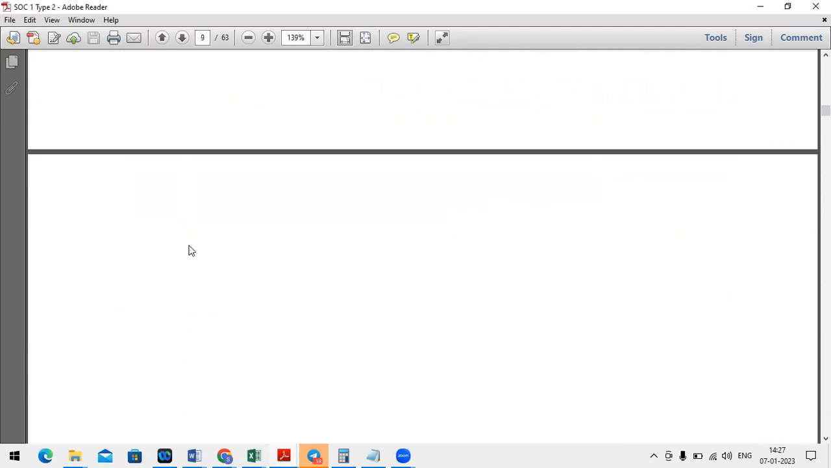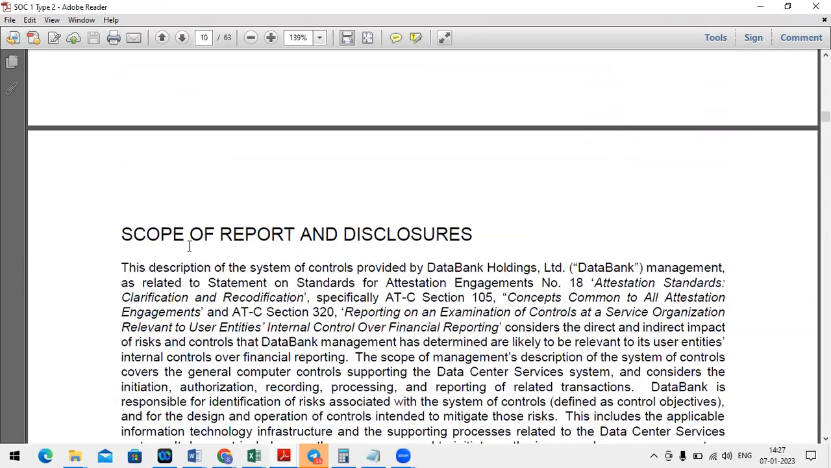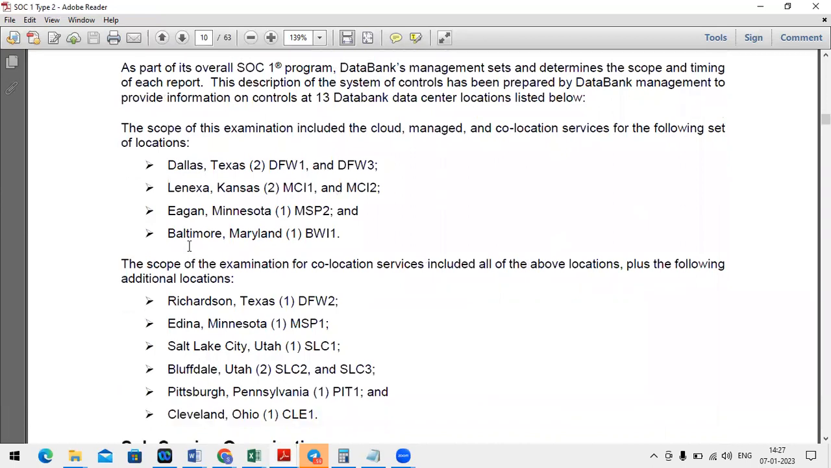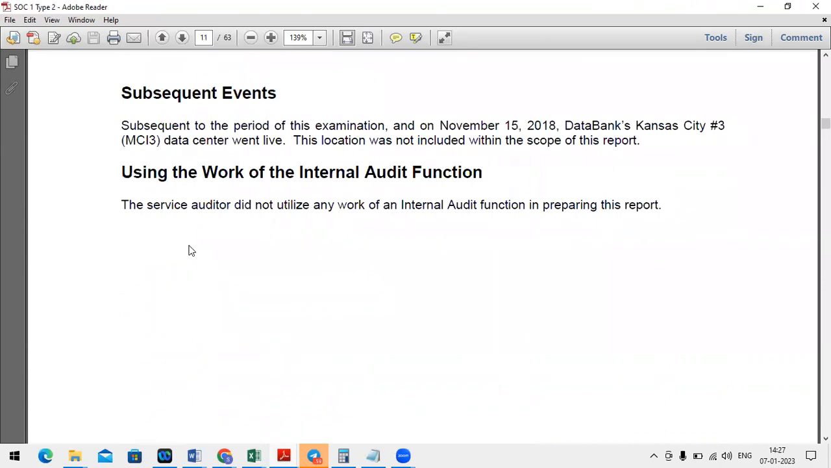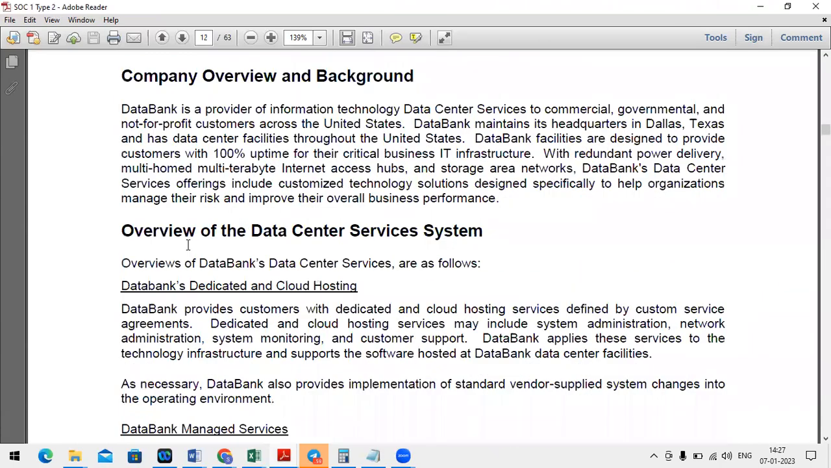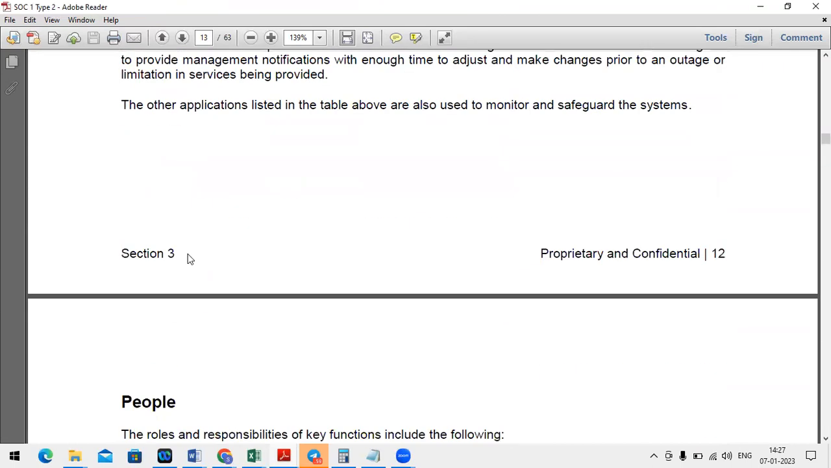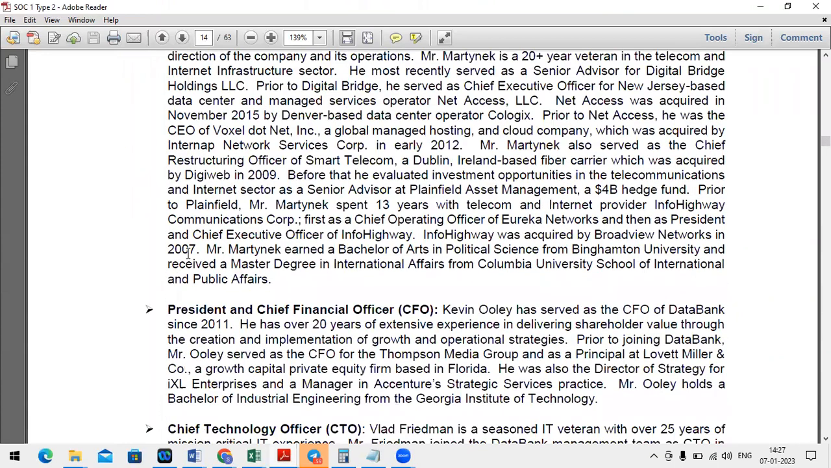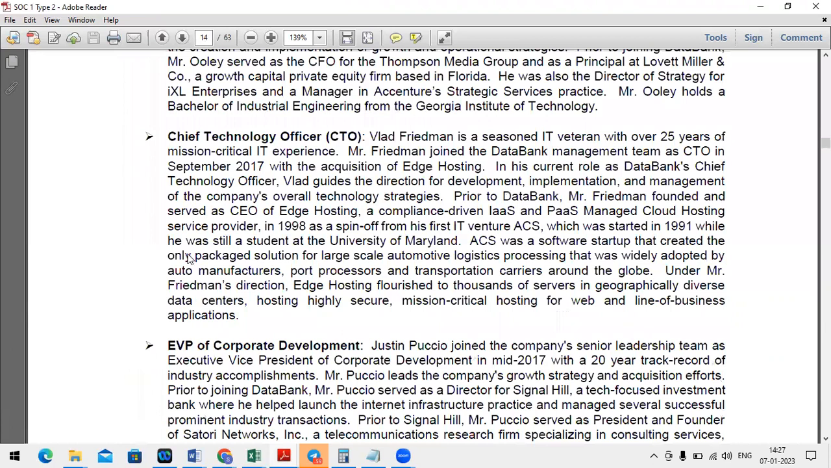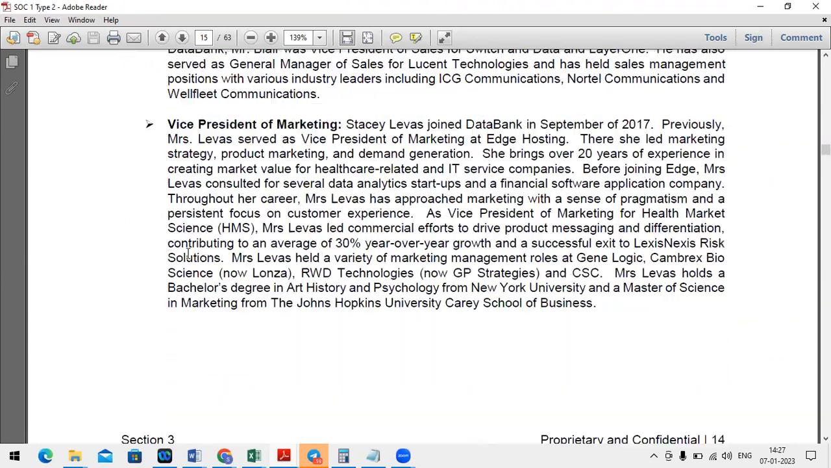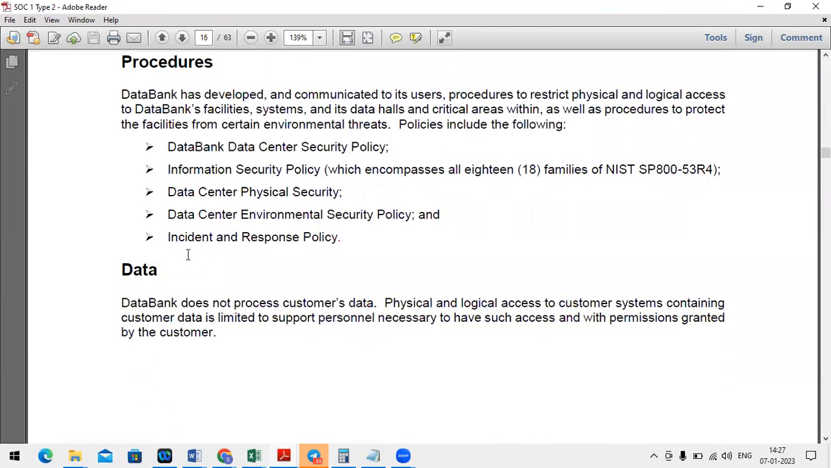Then we have the third section, which covers the description of the controls. It says this is a data center. Where are the data centers located? What are their locations? Then the company background. And then the infrastructure of the company, what tools and software they are using, and about people: who is the CEO, who is the CFO, who is the CTO. All these minute details are there in the SOC report. That is the reason this report is not accessible to everyone in the organization. It is accessed only by people who really require this report.